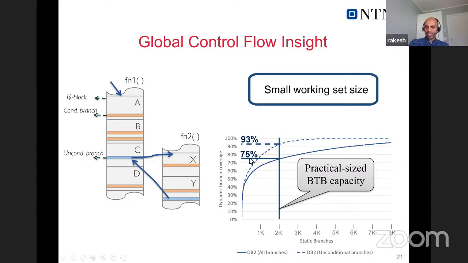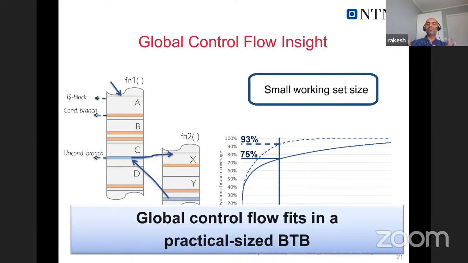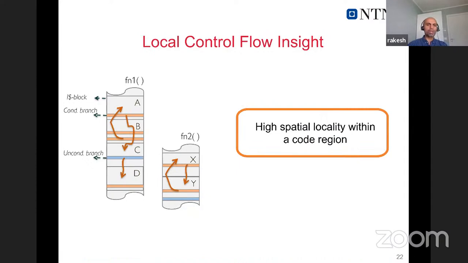So what it means is if we care only about the global control flow, we can fit it inside a practically sized BTB. But it's difficult to capture the full control flow, global plus local, in this BTB. So that's good, that if you only care about global control flow, we can just have it in a practical size BTB. So what about local control flow?